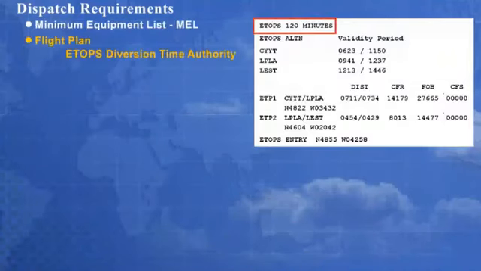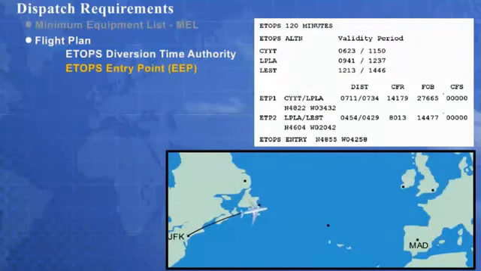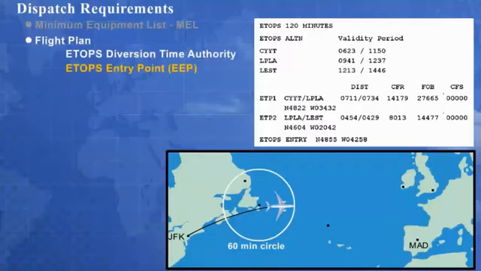Flight plans should contain additional information for ETOPS, including the diversion time authority under which the flight was dispatched. The ETOPS entry point for a two-engine airplane is the first point on the route that is greater than 1 hour still air flying time from an adequate airport at the approved one-engine inoperative speed. For our flight, this occurs at the highlighted point.